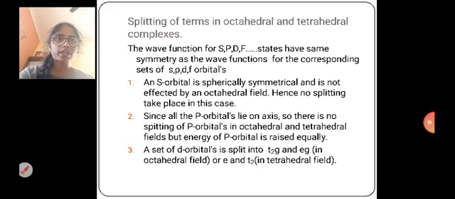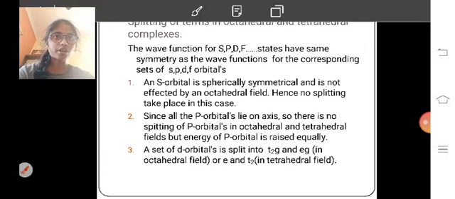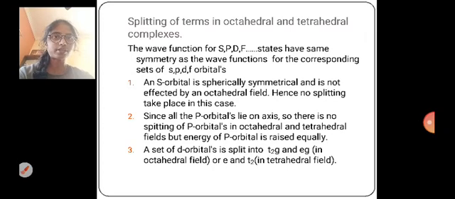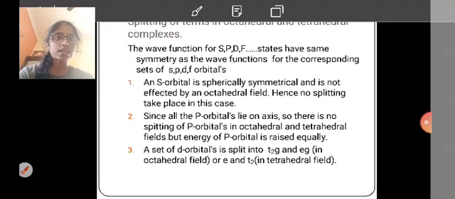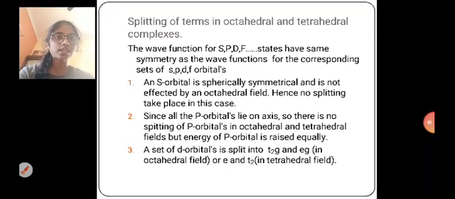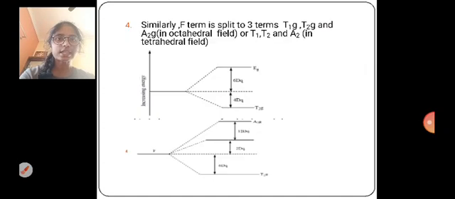Splitting of terms in octahedral and tetrahedral complexes. The wave functions for S, P, D, F states have the same symmetry as the wave functions for the corresponding sets of s, p, d, f orbitals. An s orbital is spherically symmetrical and is not affected by an octahedral field, hence no splitting takes place in this case. Since all p orbitals lie on the axis, there is no splitting of p orbitals in octahedral and tetrahedral fields, but the energy of p orbitals is raised equally.